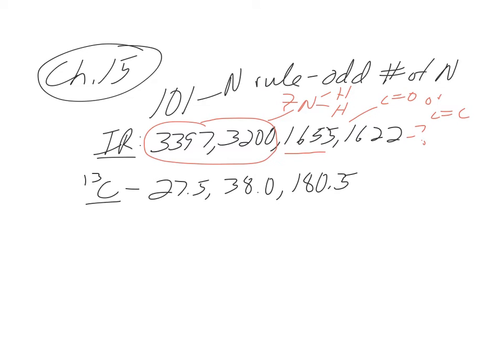What does the carbon NMR tell us? What does a peak at 180 represent in C13? C double bond O, right? So this peak tells us C double bond O. So if I go back to my IR, that confirms that this is a C double bond O and not a C=C, right? Hopefully that confirms that.